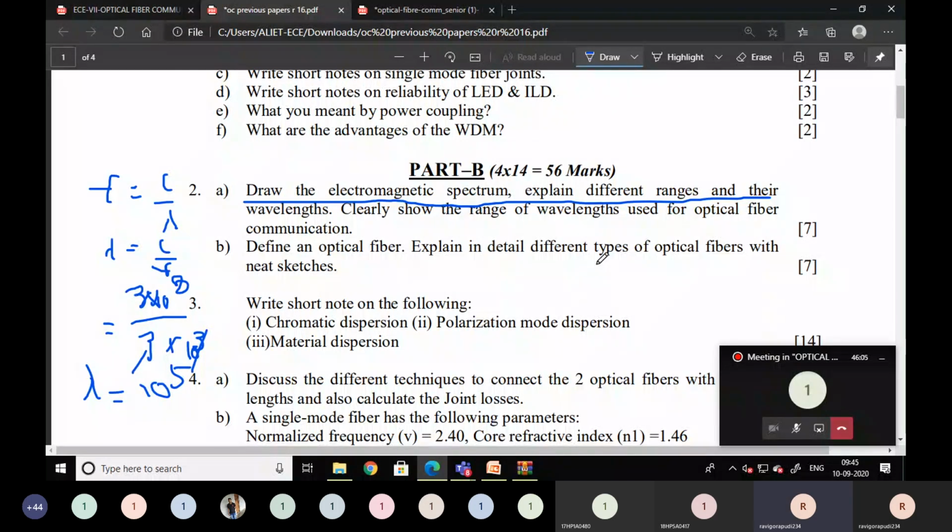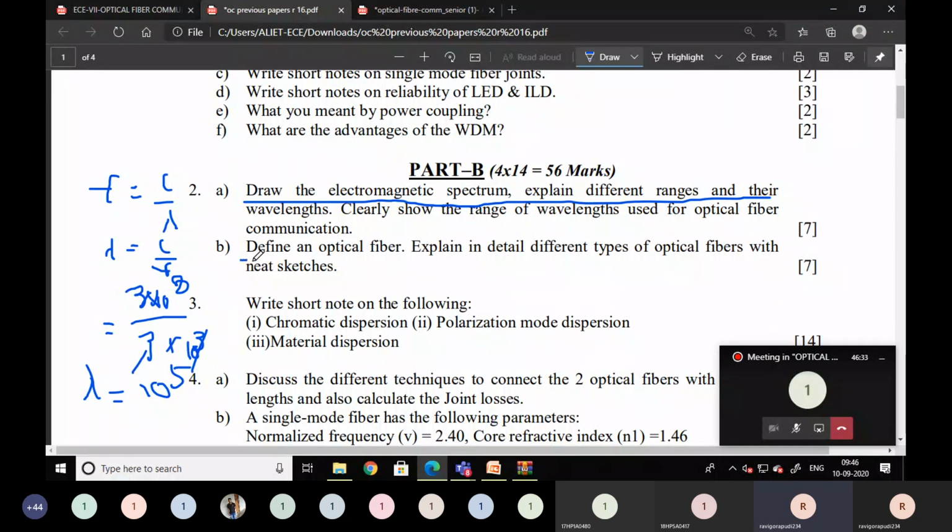Sometimes, even by knowing the topic, we can't write the answer, because the exact answer is missing in the examinations. That's why I'm discussing how they ask questions in the external examinations. Then second B bit: define an optical fiber. Explain in detail different types of optical fibers with neat sketches.